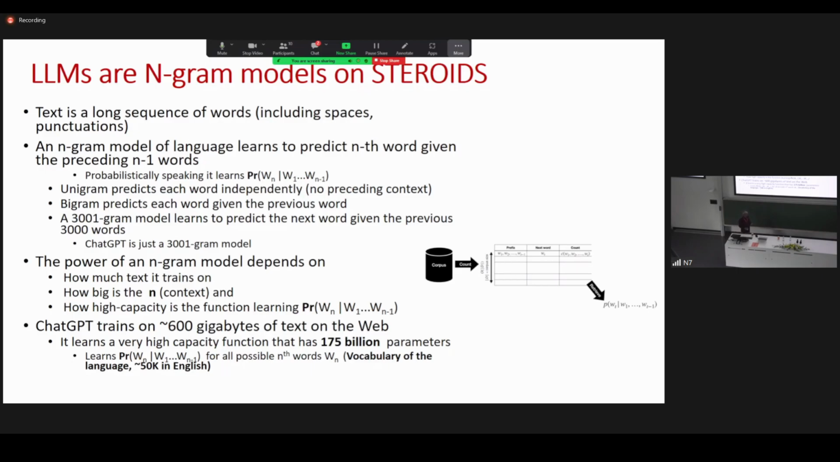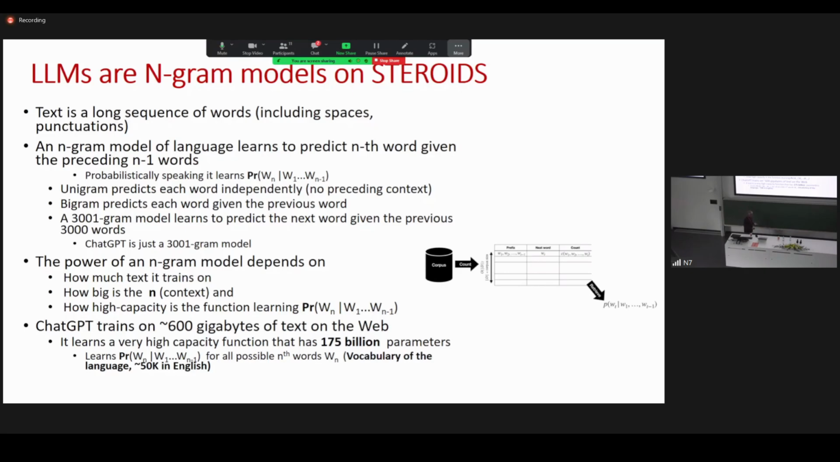Okay, and the distribution is over the vocabulary items. You can imagine that the approximate vocabulary is about 50,000 words in English. I'm going to be English-centric, because I actually speak Telugu, but I'm going to speak in terms of English because that's what we are all using anyway as common. So essentially, that's the way you think in terms of what they're learning. The power of an n-gram model depends on how much text it trains on, how big is the n, which is the context, and how high capacity is the function that learns these conditional distributions.